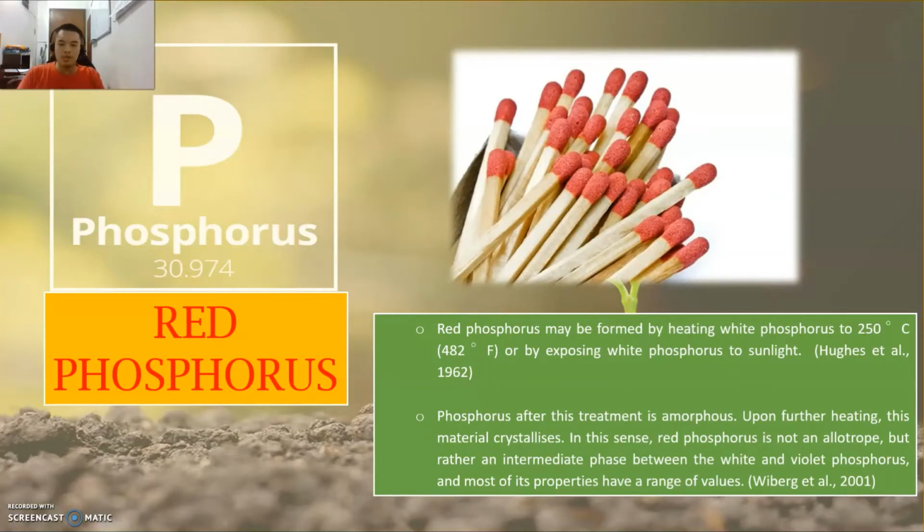Red phosphorus may be formed by heating white phosphorus to 250 degrees Celsius or by exposing white phosphorus to sunlight. Phosphorus after this treatment is amorphous. Upon further heating, this material crystallizes. In a sense, red phosphorus is not an allotrope but rather an intermediate phase between the white and violet phosphorus.